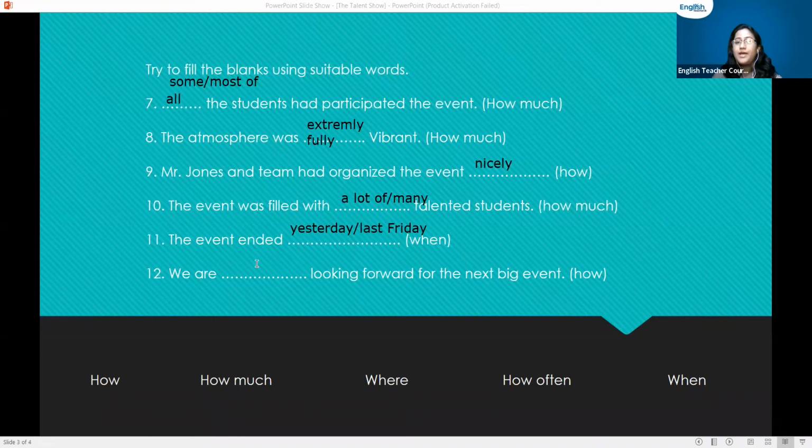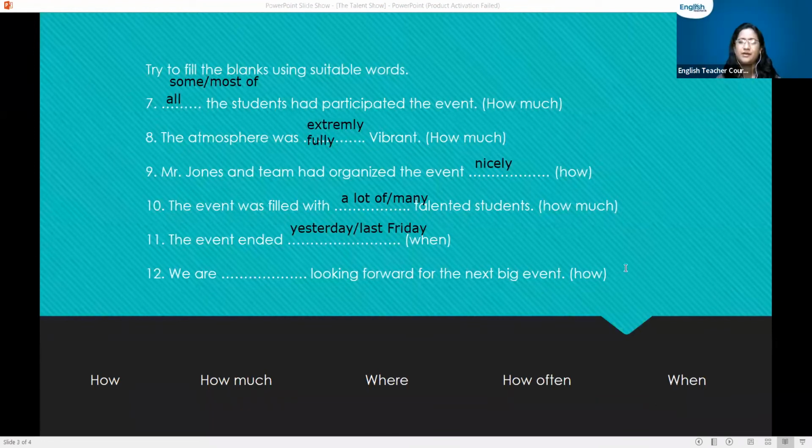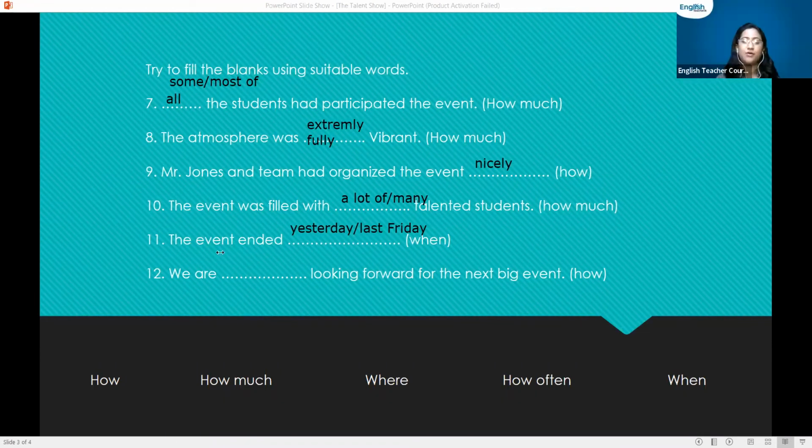We are blank looking forward to the next big event. Wonderfully. Okay, not wonderfully. Extreme. Exciting. Okay, excitingly, like when you're looking forward to the future. Yeah, exciting would be fine. Think about something that you would like looking forward to. Any other word? Only exciting. Okay, then let's take that.